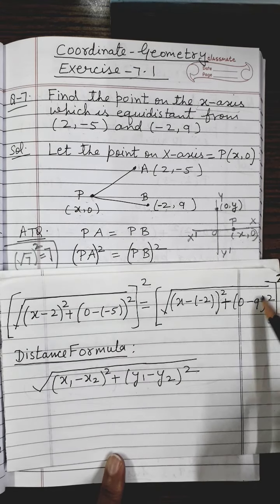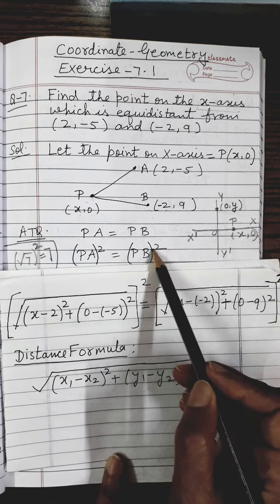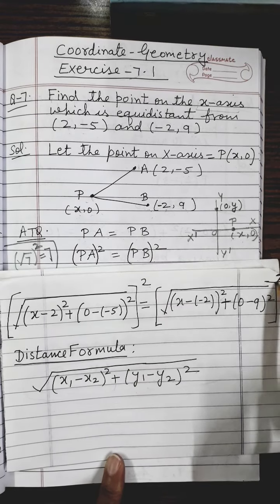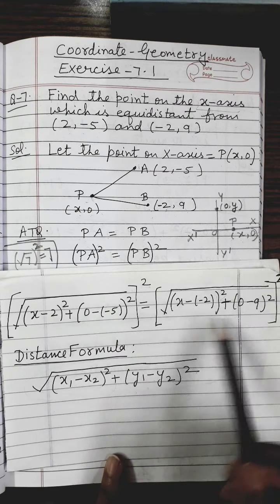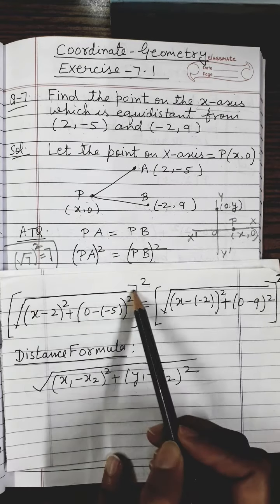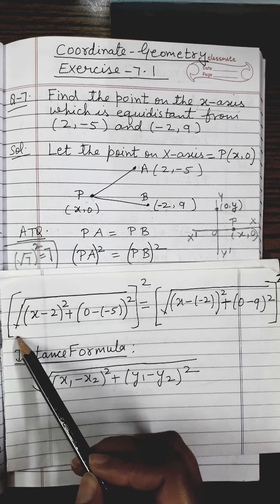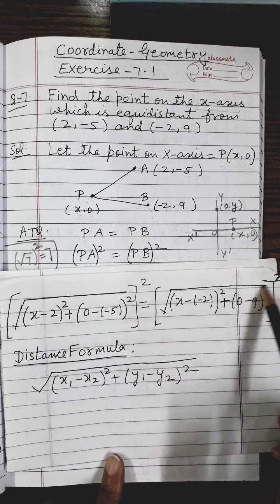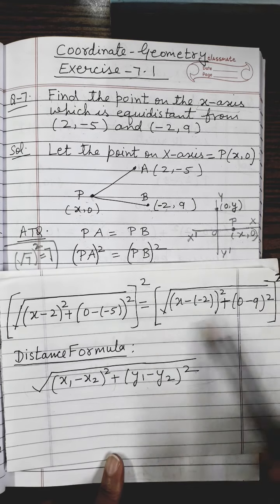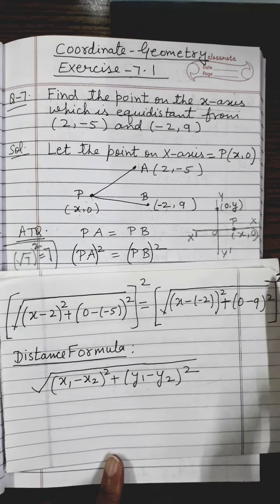So 0 minus 9 whole square, and the power 2 on top, I will be writing it this way. So you get this type of expression. What you notice on both sides, this is the square root inside this big box bracket, and its power is 2. Similarly on the right side, this is completely inside the square root sign, inside the big bracket, and the power is 2.